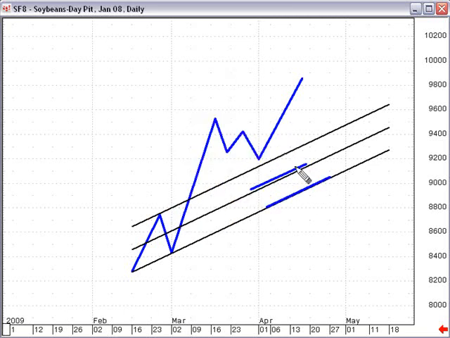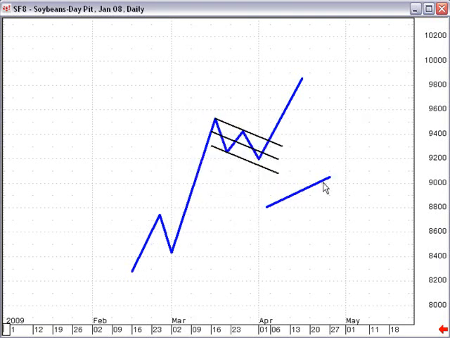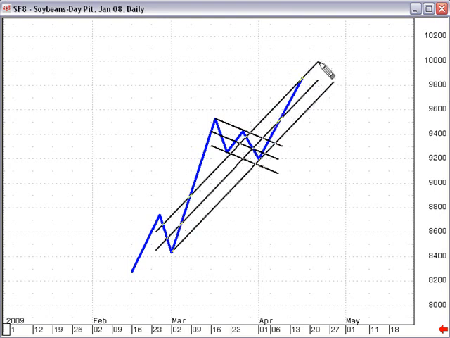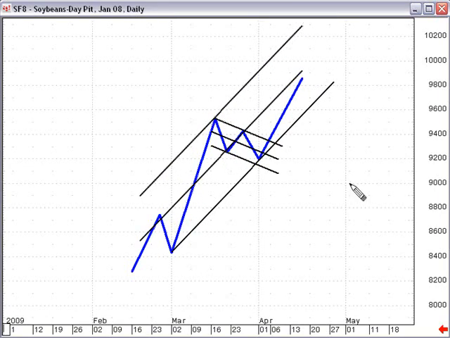And then once you have wave 4 in place and prices have broken above the upper boundary line of the deceleration channel, then you simply draw your final channel, your terminating channel, to identify resistance for wave 5. And that's how the channeling technique actually works.